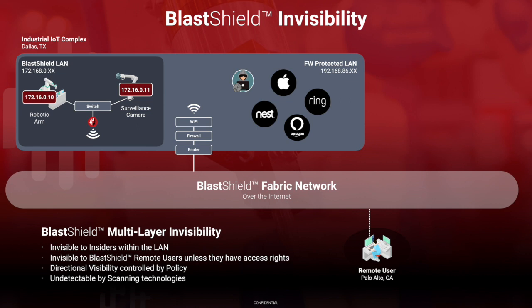Within a BlastShield environment, there are multiple layers of invisibility, and it's important for us to understand those layers and their significance. Not only does BlastShield make the network invisible to insiders that may exist within a local area network, but it also makes BlastShield and BlastShield protected devices invisible even within the protected side of a BlastShield invisible LAN. And this is critical because it eliminates the ability for malicious actors that may connect into your network to laterally move throughout that network and perform what are called lateral attacks.